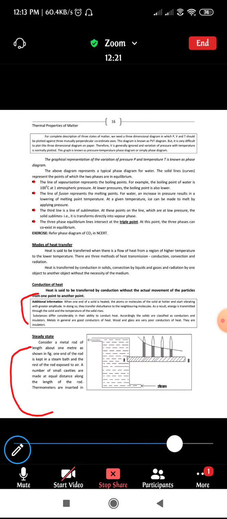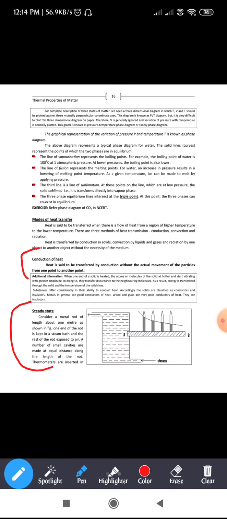Next, it is regarding the steady state. What do you mean by steady state? Anyone? What do you mean by this steady state? Yes, anyone? What do you mean by steady state?